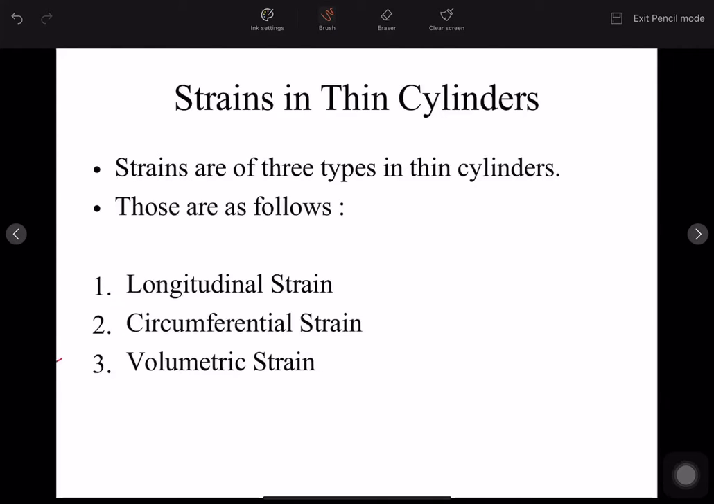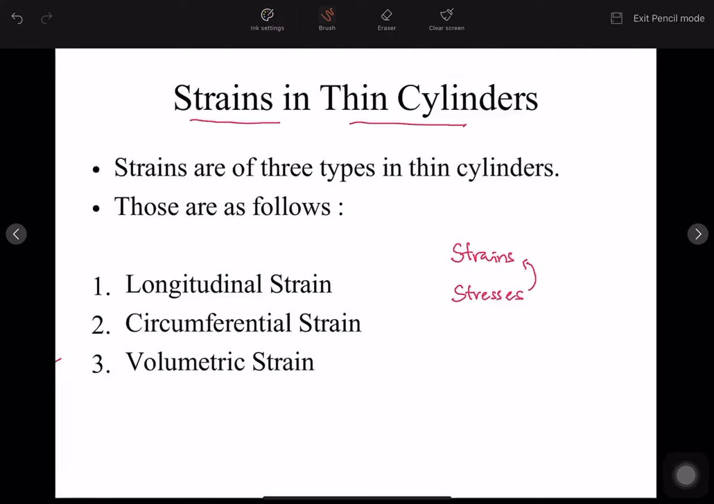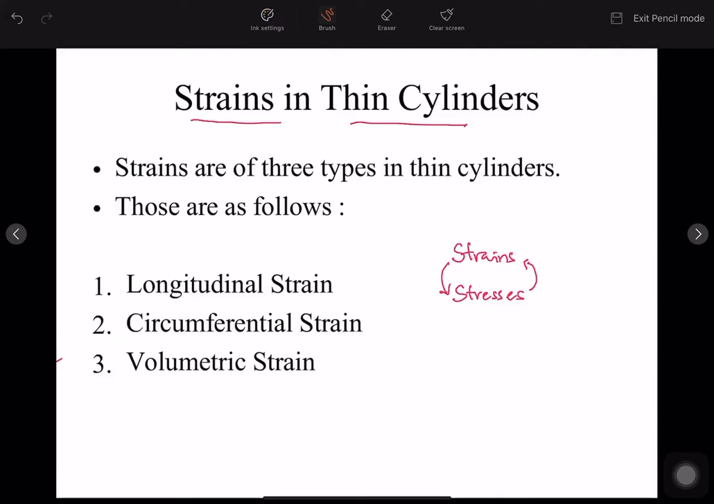So here our next topic is strains in thin cylinders. I want to ask a question here, whether strains are dependent quantities or stresses are dependent quantities. I mean to say, whether this thing depends on this or this thing depends on this.